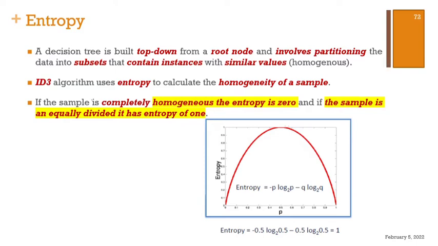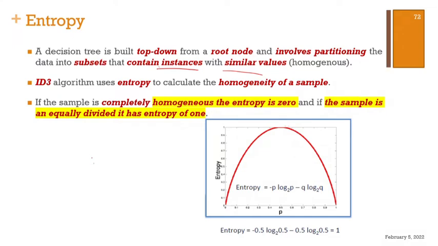Since we know that a decision tree is built top-down, starting from the root node, and then evolving the partition of the data into subsets that contain the instances with similar values, we want to choose the attributes to be used to divide, especially at the root node, that will give us the kind of separating power.